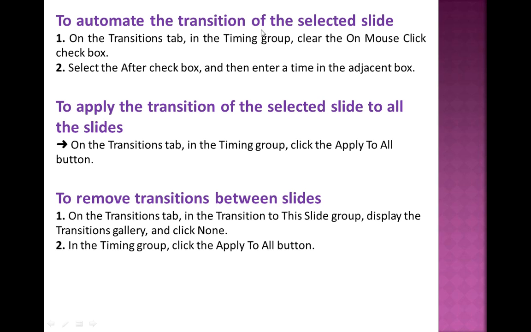How to automate the transition, how to apply the transition of the selected slide to all the slides. Suppose I have applied a transition to only one slide. I can apply the same transition to all the slides of the presentation, means the whole slides of the presentation.